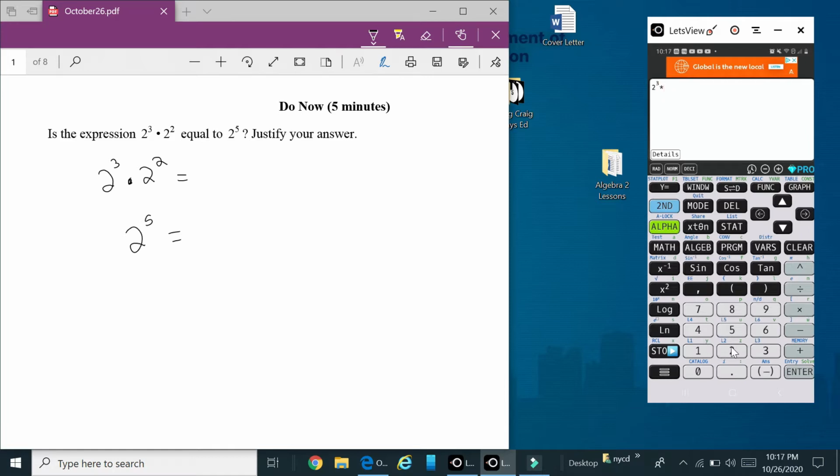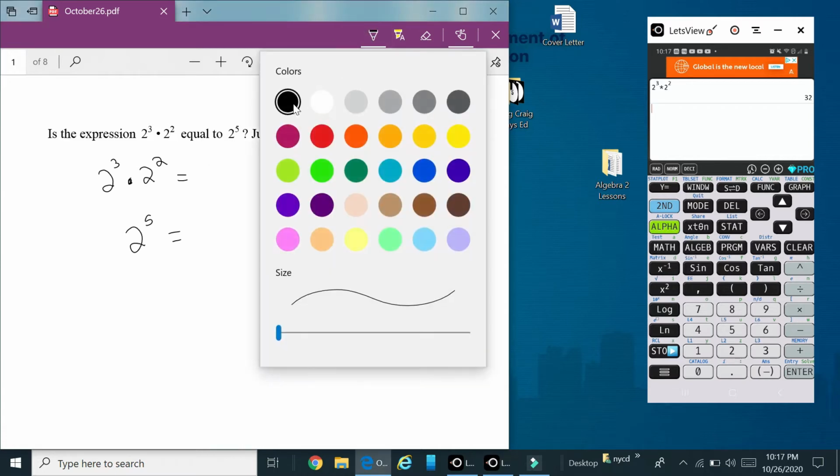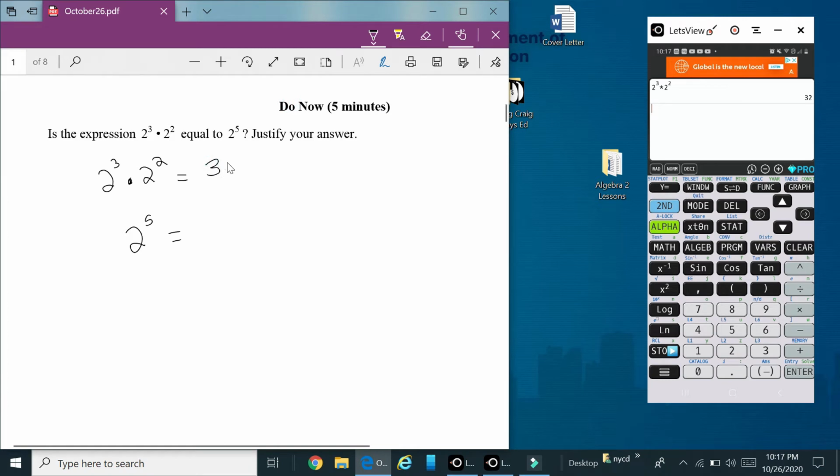Go back to 2. That little arrow going up again. Hit that. Arrow to the second power. And you hit enter. You should get 32. Okay. So 2 to the third times 2 to the second should give you 32.